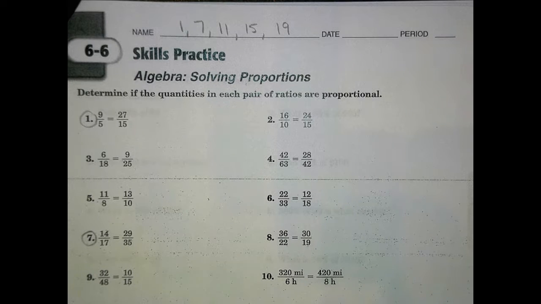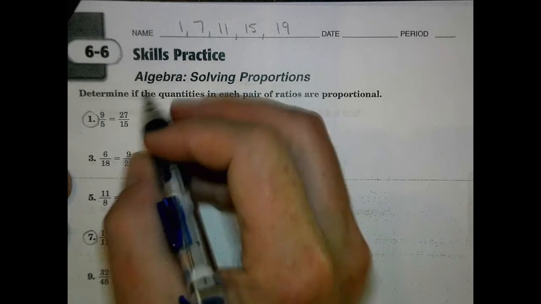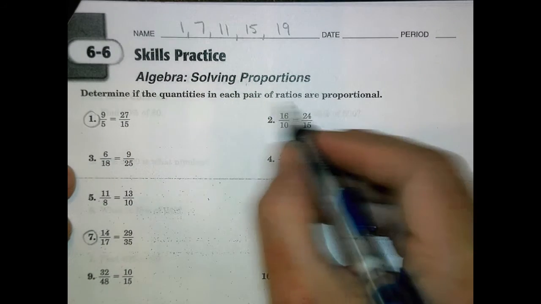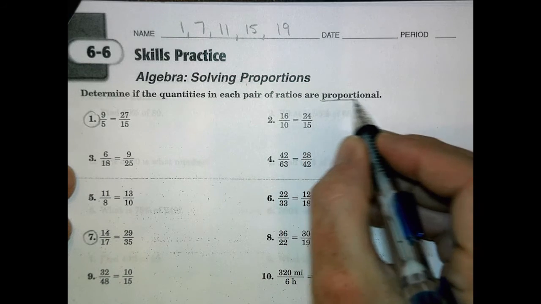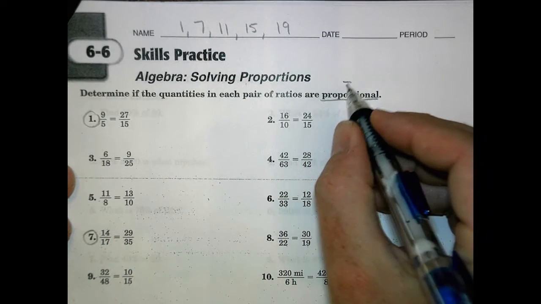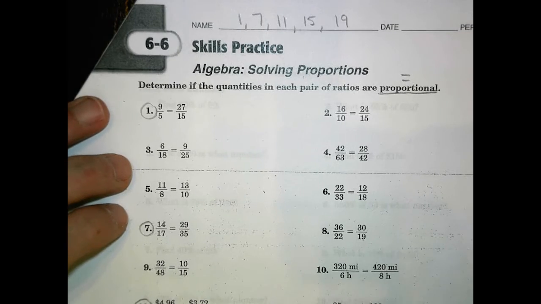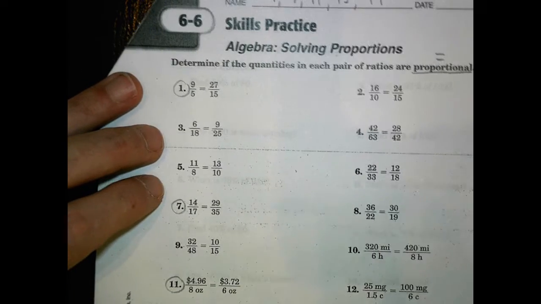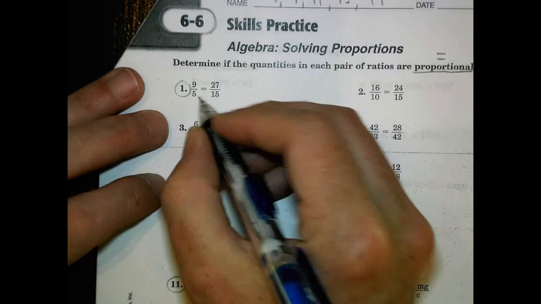Okay, here we are. We are back. All right, so we're first of all going to find out if these quantities are proportional. And again, proportional means are they equal? That's what we're trying to figure out here.